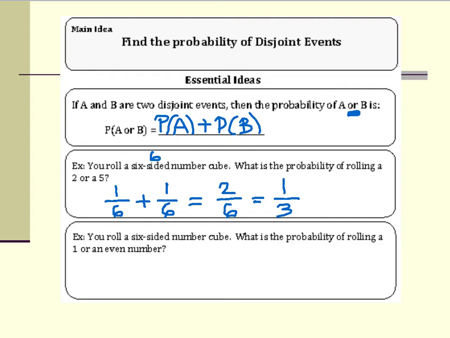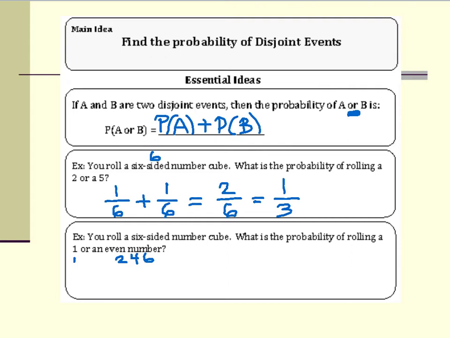My next one, you roll a 6-sided number cube. What's the probability of rolling a 1 or an even number? So there's one way to roll a 1, and we've got 2, 4, and 6. Those are our even numbers. And notice they don't have anything in common. So this is disjoint because our 2 events are completely separate.